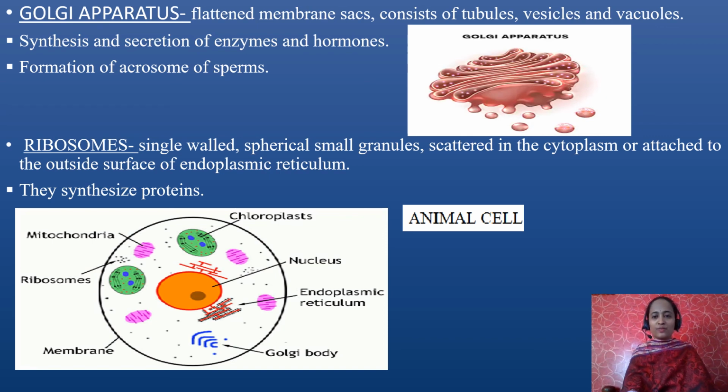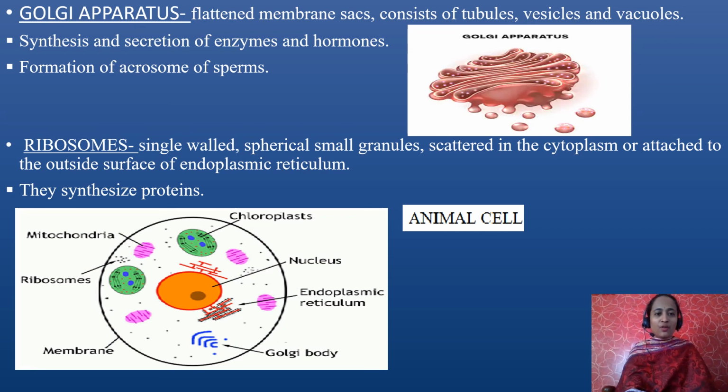Now, ribosomes. These are small granule-like structures, as I told you already, present on the surface of endoplasmic reticulum, called rough endoplasmic reticulum. Sometimes these ribosomes are freely distributed in the cytoplasm too. Ribosomes are also called protein factories. Why? Because they synthesize proteins.